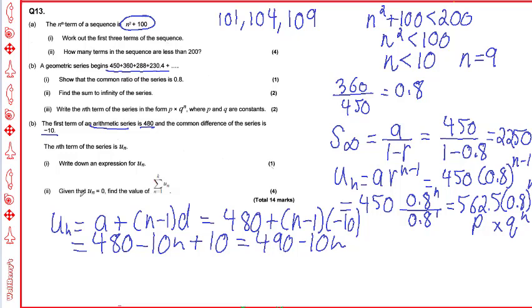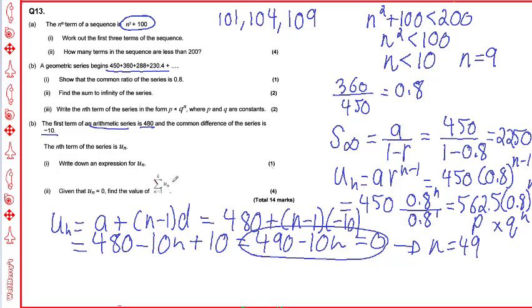Now I've told you that un is equal to 0 in the next part, so make it equal to 0. From that you can find n. See, simple equation. Now, move that to that side, divide both sides by 10, so n is equal to 49.